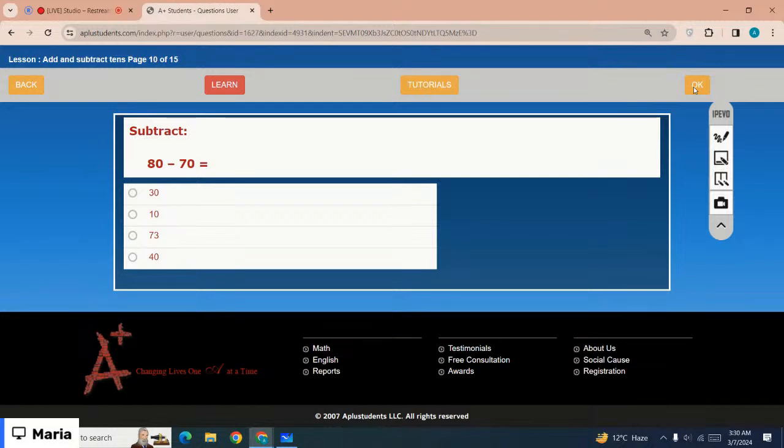80 minus 70 equals. Yes, the correct option is 10. 80 minus 70 is 10. Okay, you can complete the lesson by yourself later today. Let's just move on to the next lesson.